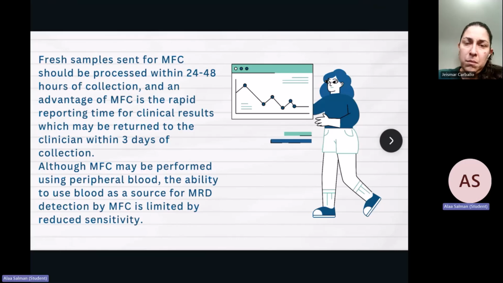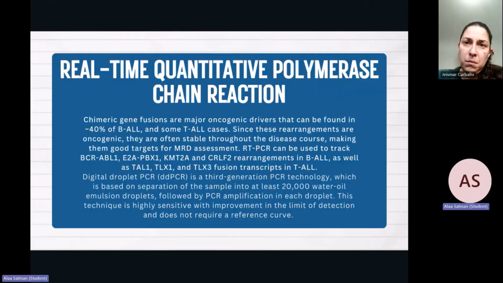Now, moving on to real-time quantitative polymerase chain reaction. Chimeric gene fusions are major oncogenic drivers that can be found in 40% of B-ALL and some T-ALL cases. Since these rearrangements are oncogenic and often stable throughout the disease course, they are good targets for MRD assessments. RT-PCR can be used to track BCR-ABL1, E2A-PBX1, KMT2A, and CRLF2 rearrangements in B-ALL, as well as TAL1, TLX1, and TLX3 fusion transcripts in T-ALL.